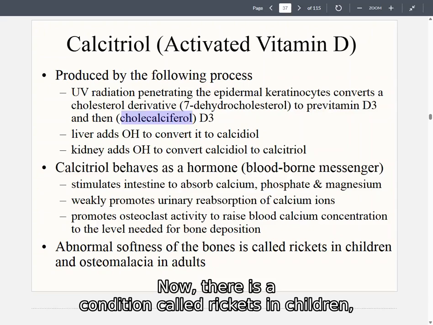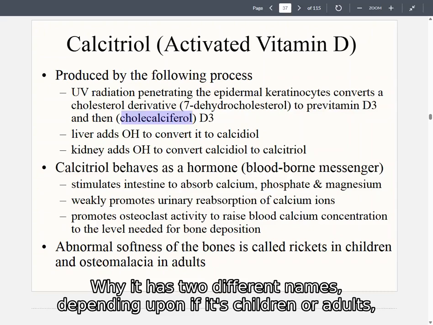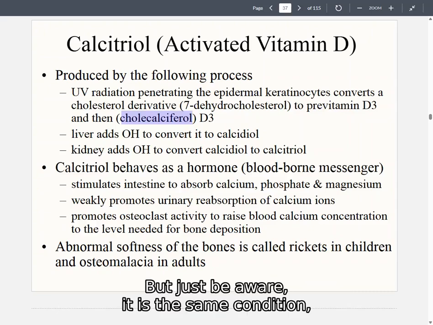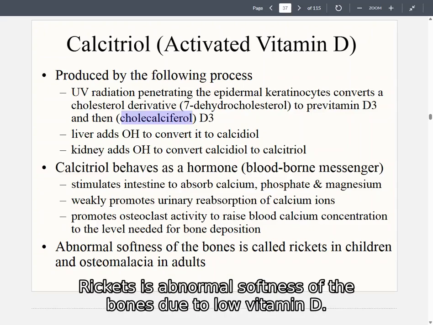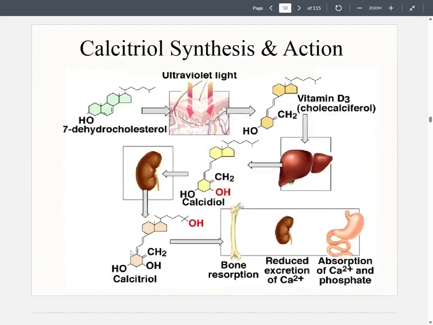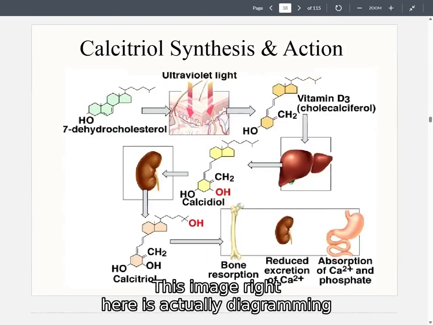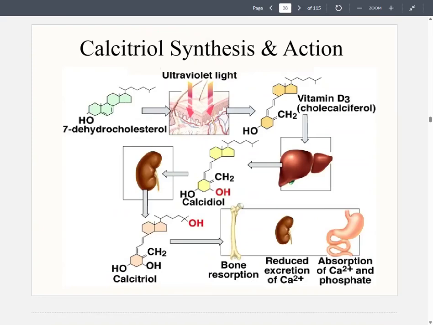Now, there is a condition called rickets in children, and that same condition is called osteomalacia in adults. Why it has two different names, depending upon if it's children or adults, I do not know. But just be aware, it is the same condition, it just has two different names. What is rickets? Rickets is abnormal softness of the bones due to low vitamin D. This image right here is actually diagramming the steps mentioned in the previous slide.